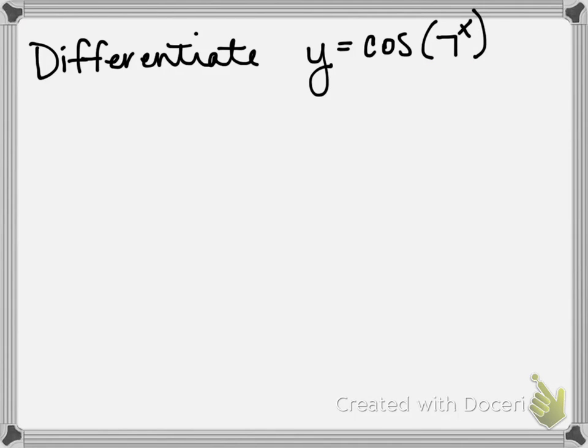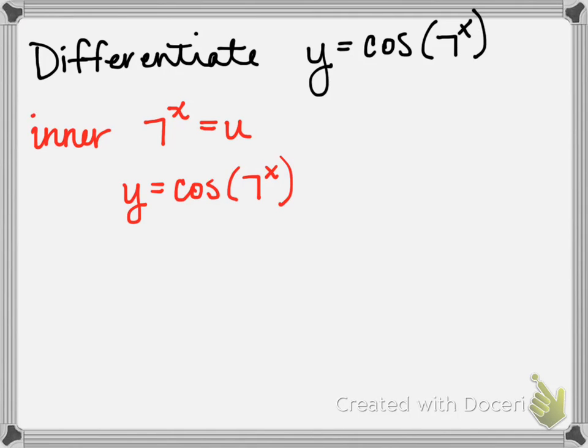the cosine function. So that tells us that our inner function is 7 to the x, and that's what we make u. Okay, 7 to the x is our u. And that was our inner function, so to figure out our outer function, we rewrite the original y equals cosine of 7 to the x, and everywhere we wrote 7 to the x before, we're going to write u.